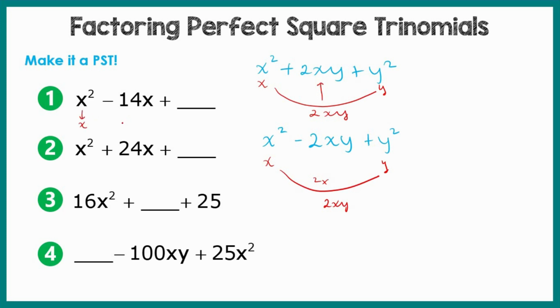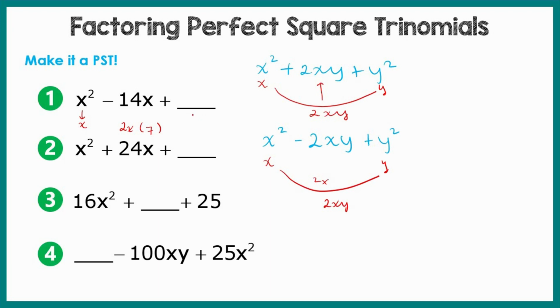Take note that the middle term is twice the product of this and the square root of that. So you have here 2x times that number. What should we multiply to 2x to get 14x? We need to multiply 2x by 7 to get 14x. So we have 7 right here.